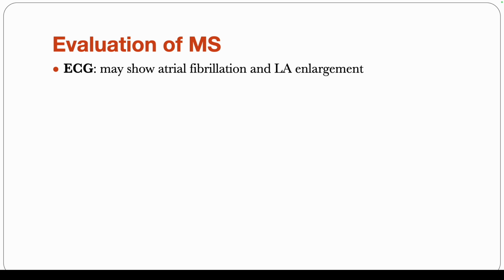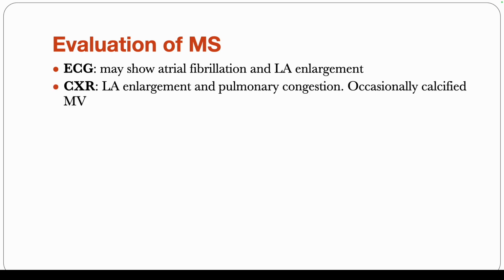For evaluation, ECG may show atrial fibrillation and changes of left atrial enlargement. Chest X-ray may show LA enlargement and pulmonary congestion, occasionally a calcified mitral valve. How do you see LA enlargement on chest X-ray?